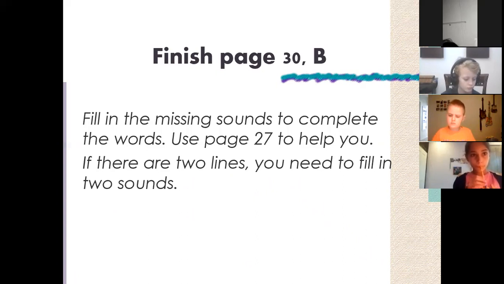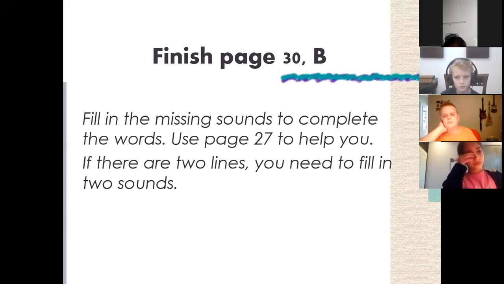All right. So I'm just going to read that for you in Afrikaans. Die woorde hieronder het vokale en konsonante. Skryf die regte letters in. So they have vowels or consonants. You have to fill in the correct sound. As daar 2 streepies is, moet jy 2 klanke skryf. When there's 2 stripes, you have to write 2 sounds, and you use page 27 to help you.